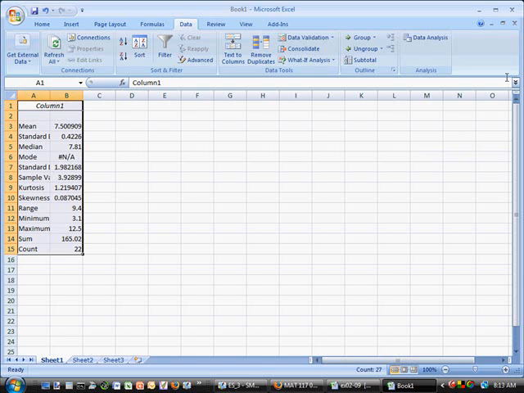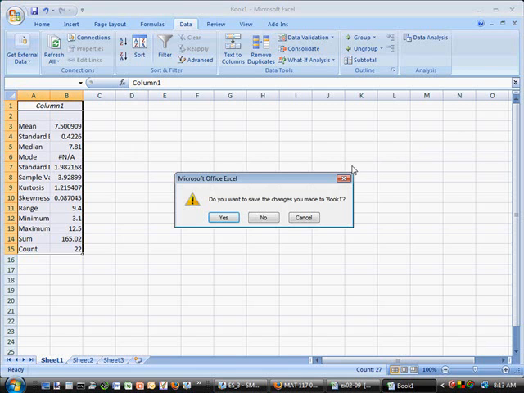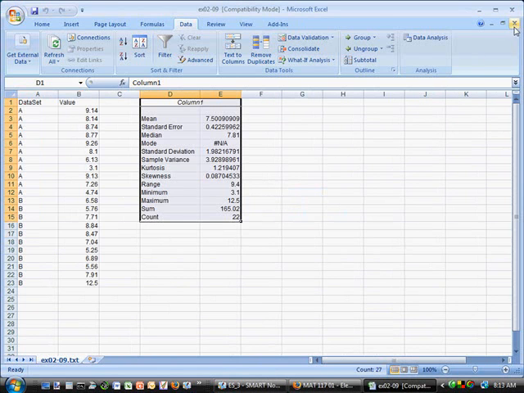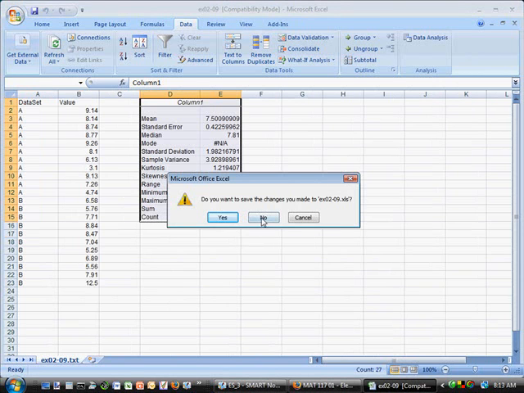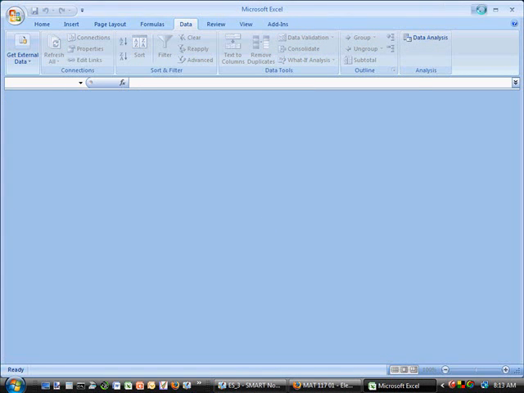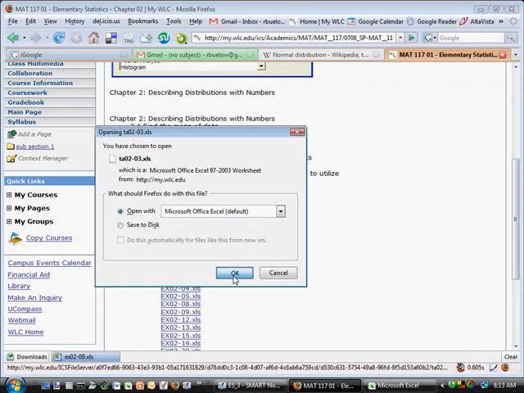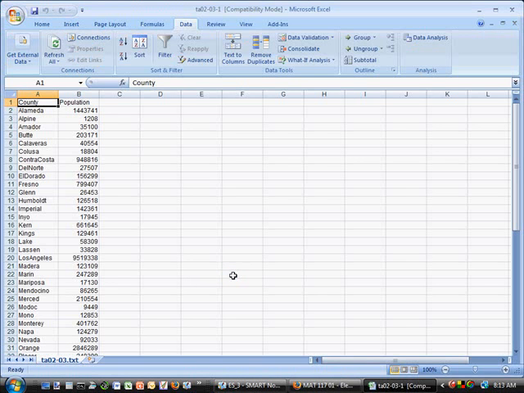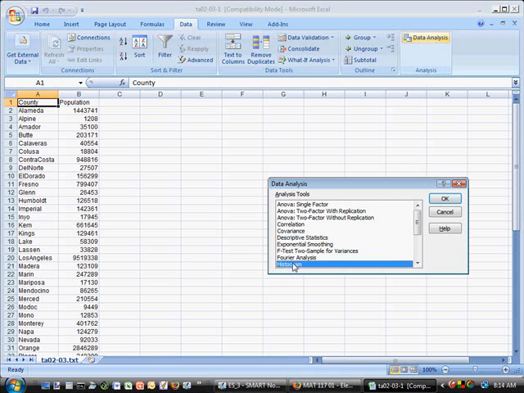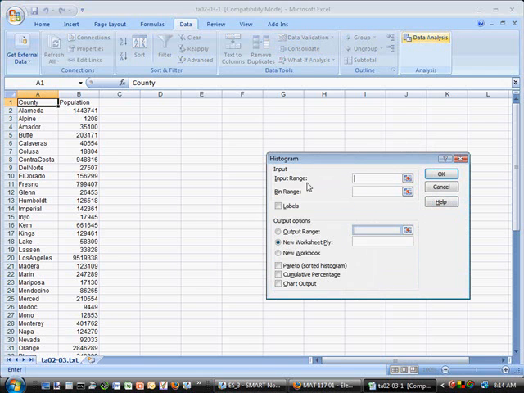So I would go back. Let's get rid of this one here, and this one too. Move that out of the way. Let's go back to our website. What was it? Table 2.3? Okay, so here's our table. So first, old stuff. Do a histogram. Remember? Data analysis, histogram, click OK, input range, click and drag on the populations.